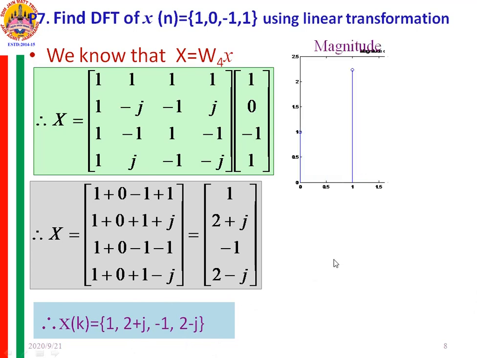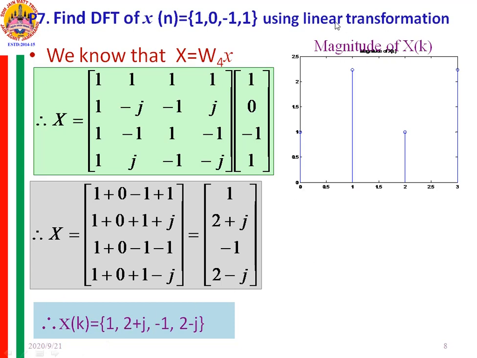When you plot the magnitude with respect to k, you will get points like this. The first point magnitude is 1, the second point is square root of 5, how much is it? 2 point something. And then 1 and the last again is square root of 5, that is equal to 2.23.